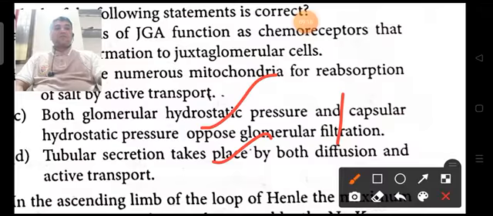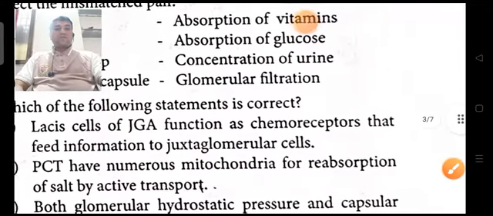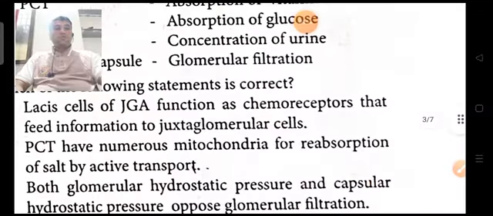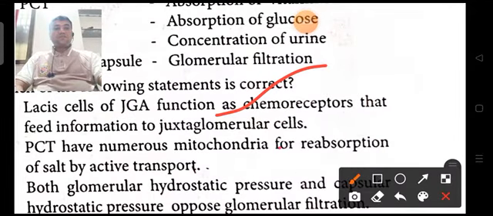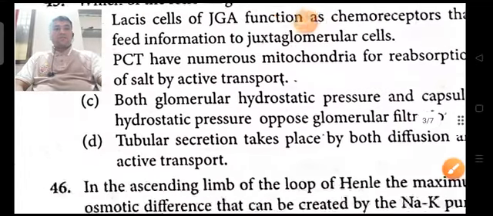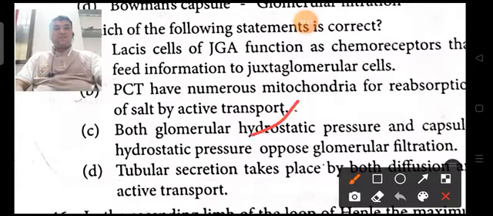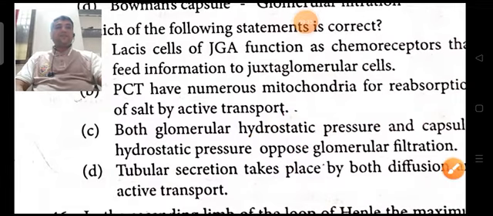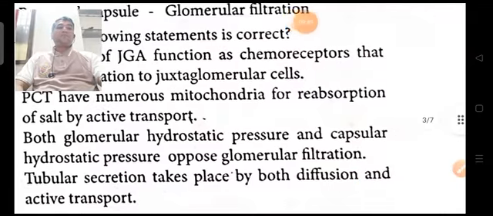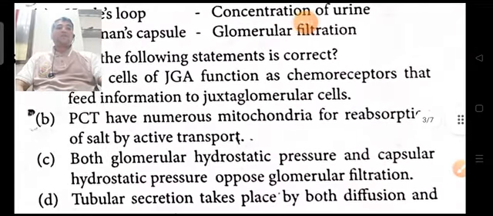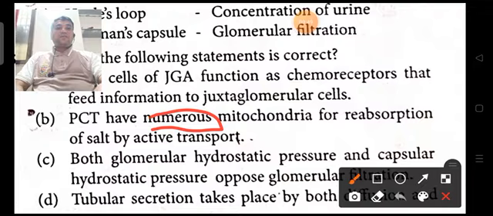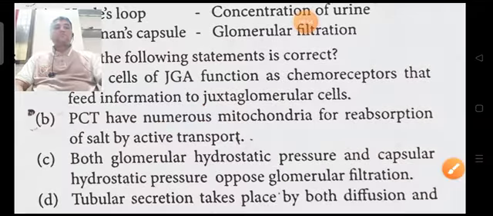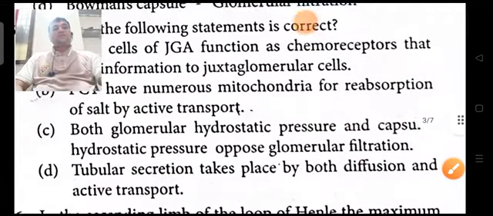And coming on to the next one, the first option, Lacis cells, is also right, and B, C, D are right, but PCT have fewer mitochondria for reabsorption of salts by active transport. So here it is not numerous, it is less. Numerous is wrong here.